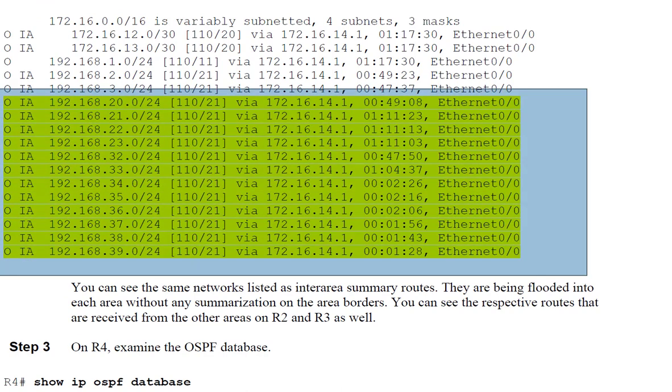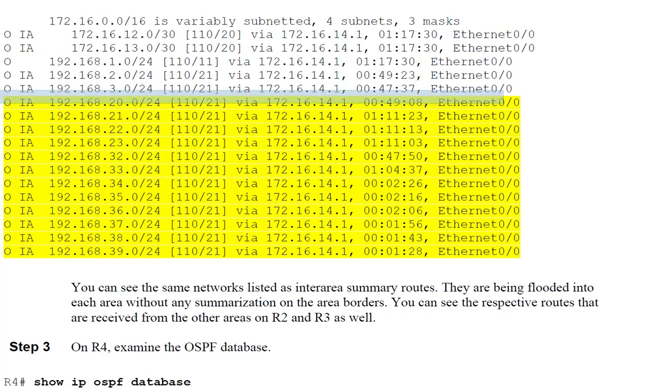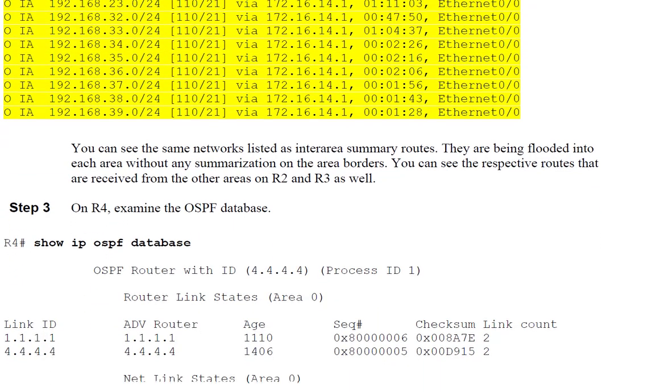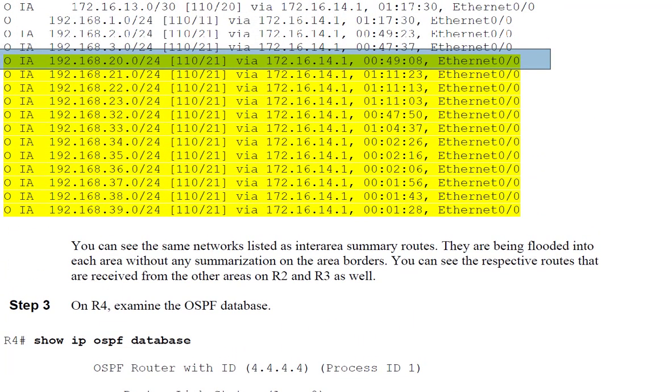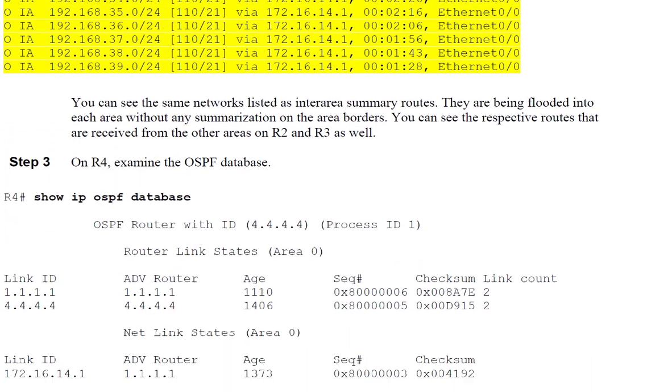Actually, it looks like they probably wanted us to have the network type in there for the loopback, because you can see from the output here that the 20.0 subnet is showing up with a prefix of 24. So you may want to add that. It's not a big deal if you don't, but maybe you want to add the IP OSPF network type point-to-point on your loopback interfaces just to make it consistent. All right, so these are all the routes coming in as type 3s. OIA is a type 3 route.